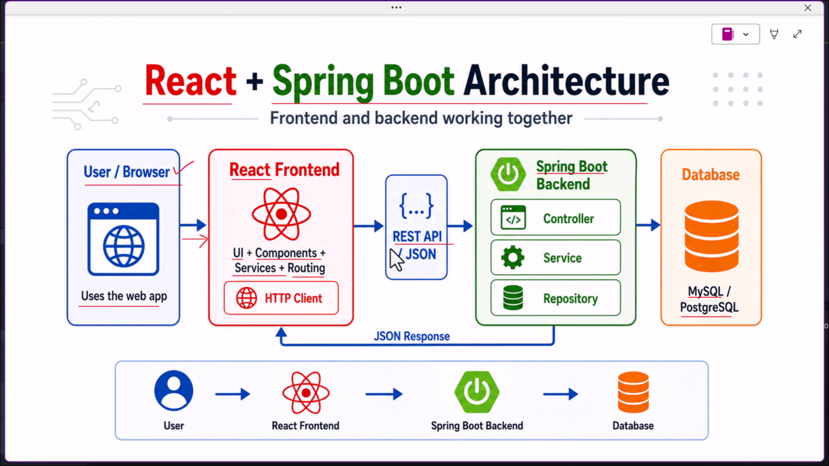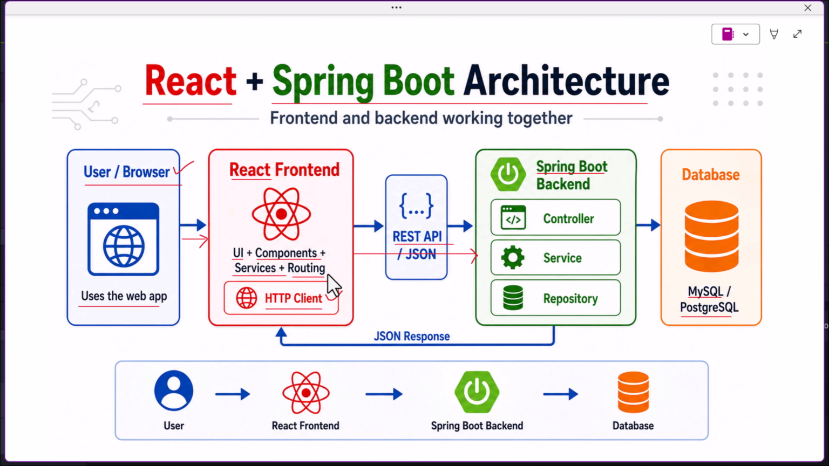This is where the HTTP client comes in. The HTTP client in React is used to send HTTP requests to the Spring Boot backend. For example, React may send a GET request to fetch data. It may send a POST request to create new data. It may send a PUT request to update data, and it may send a delete request to remove data.